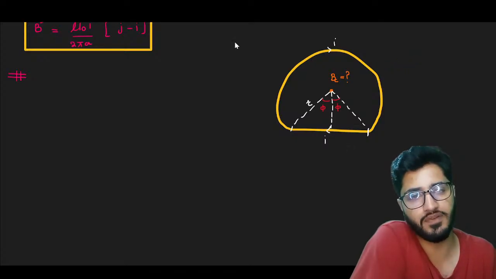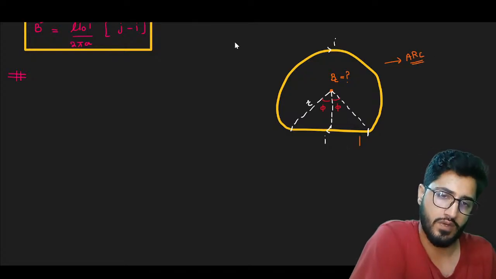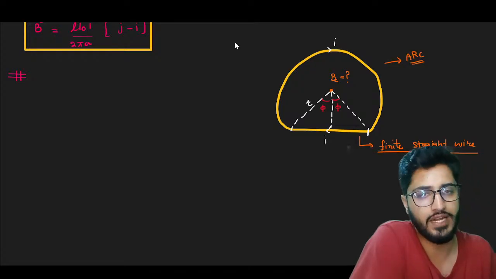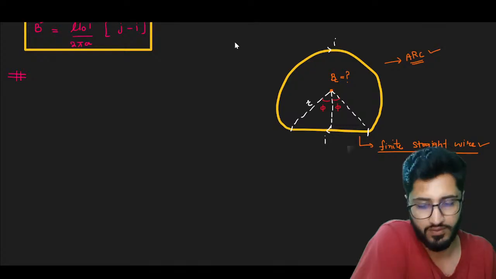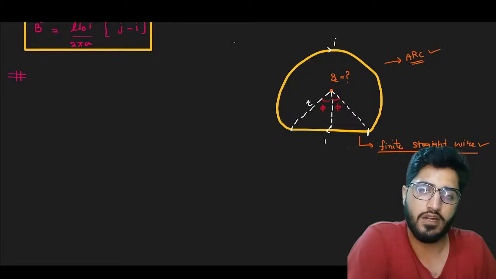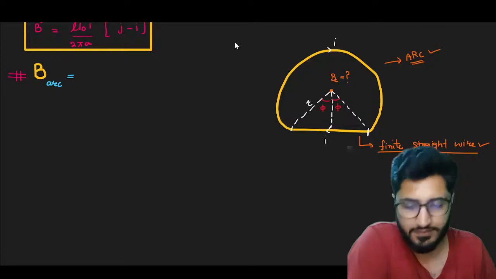So I can write this one represents an arc. This is an arc. And this one is a finite straight wire. So if I need to find out the magnetic field at the center, I need to find out the field due to the arc, then due to the finite straight wire, then I need to add both. I will get my answer. Now, what is the magnetic field due to the arc? What is the formula for that? Any guesses?